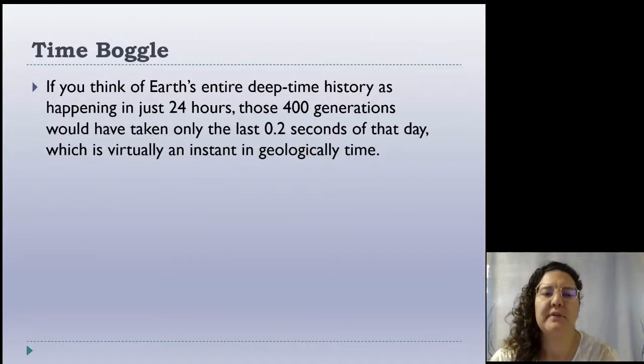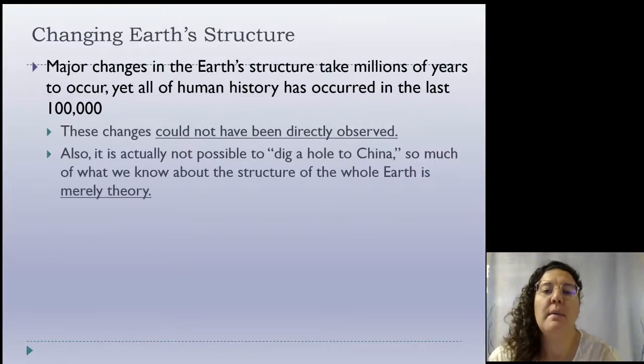So if we think that the Earth's entire deep time history is happening in just 24 hours, those 400 generations would have taken only 0.2 seconds of that day, which is virtually an instant in geological time. And these are the 400 human generations that have existed. Major changes in the Earth's structure take millions of years to occur, but all of human history has occurred only in the last 100,000. So we cannot have observed the changes that have occurred.